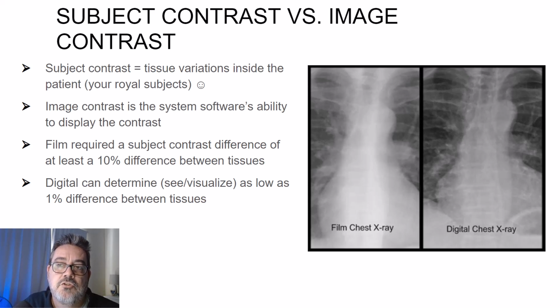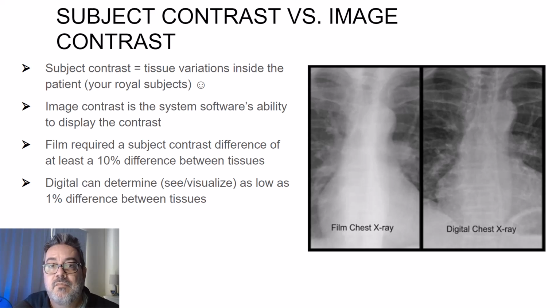This was mainly controlled with the kVp used at the control panel, and the type of film used also made a difference. Digital systems can visualize as low as 1% difference between tissue densities. That's huge. Take it from someone who was trained on film screen systems, who has watched the technology evolve over the years.